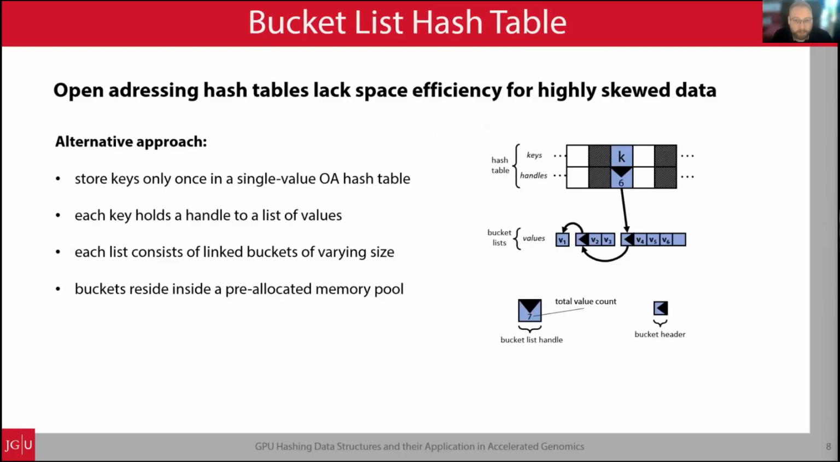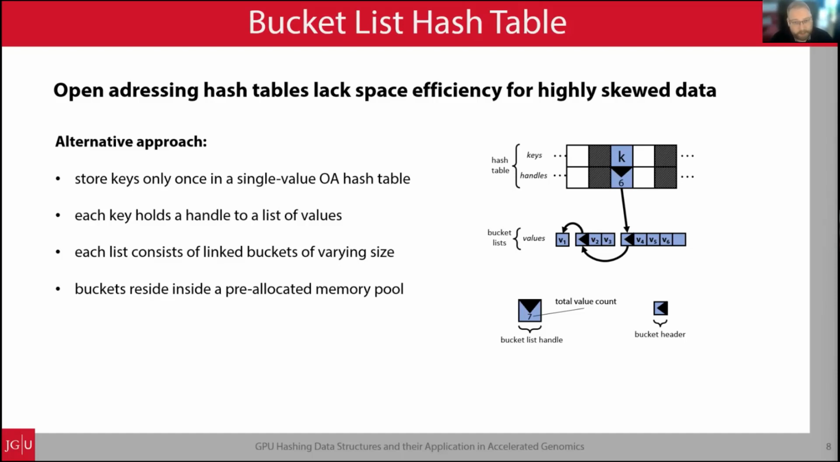So in order to improve the space efficiency for such skewed data distributions, we also propose a new bucket list hash table format. Here, keys are stored only once inside a single value open addressing hash table, as we've seen before, while the associated values for each key are resident within a linked list of arrays called buckets, which can have varying sizes in order to adapt to the input data distribution.